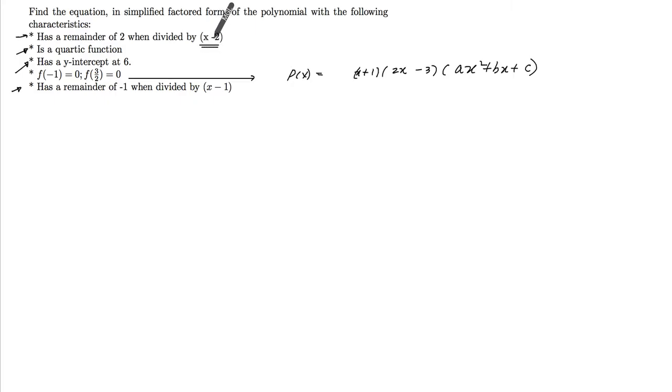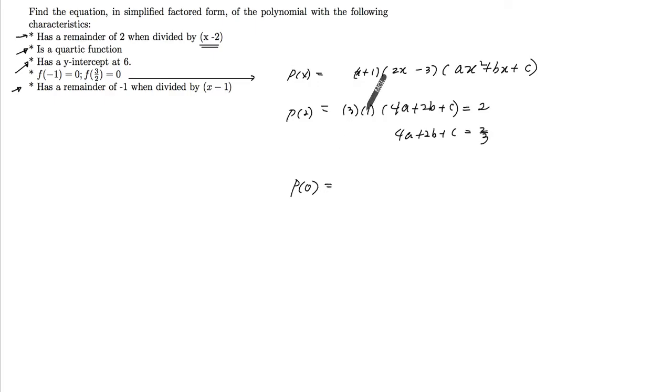When you replace with 2, let's plug in 2. You get 3, 1, and here we get 4a plus 2b plus c. This is equal to 2, so we have 4a plus 2b plus c equal to 2 over 3. Okay, let's use this information.